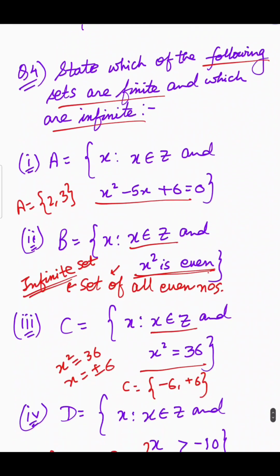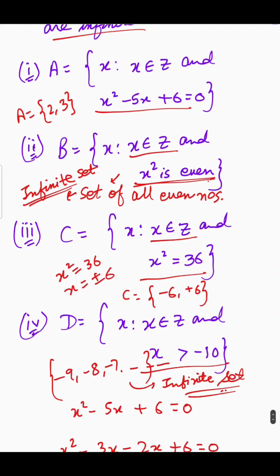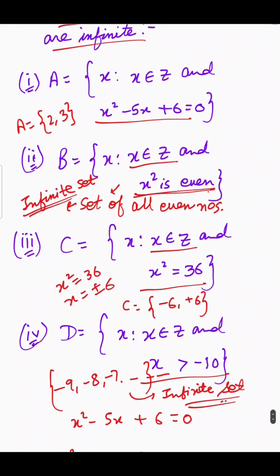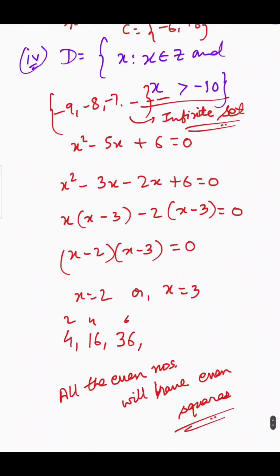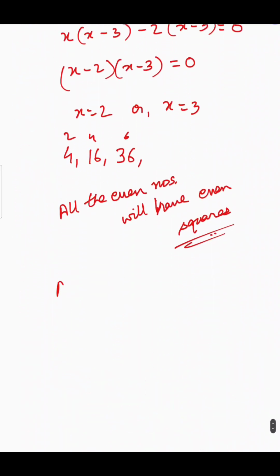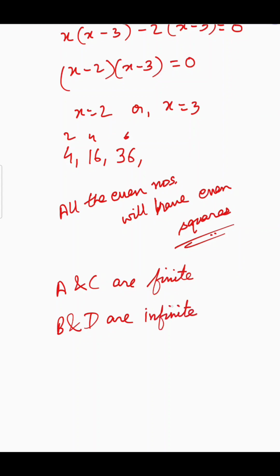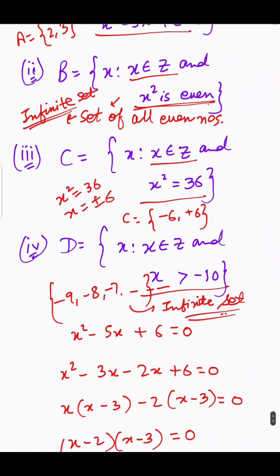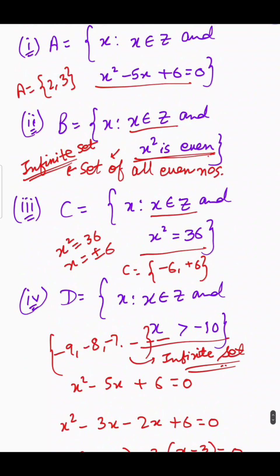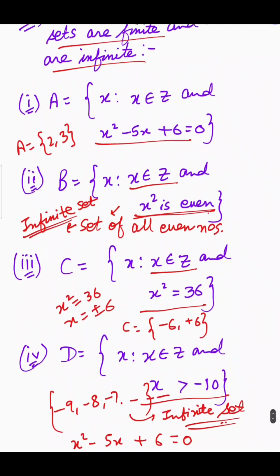So in the question it was asked which of the following are finite and which of the following are infinite. So let's see the answer. Then A and C are finite. B and D are infinite. Right? Okay, so this is the answer.